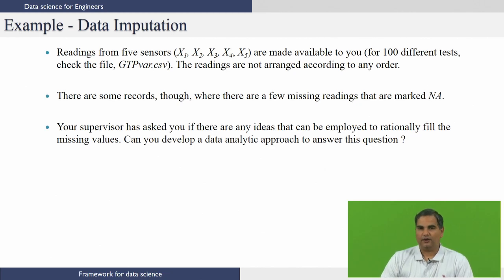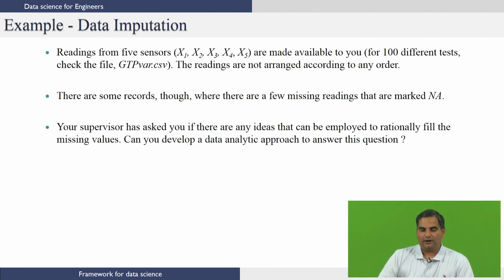What we are going to do is, since we have not taught any machine learning techniques as yet, we are going to use techniques that we have learned in linear algebra and statistics to illustrate how we come up with this solution. And for a more complicated problem, you would also bring in the other machine learning techniques that you would learn in this course, and use them in this guided thought process to solve problems that are of interest. So, let me read the problem. It says readings from 5 sensors x1 to x5 are made available to you for 100 different tests, and on the website we also have this file of data which you can use to go through this process on your own.